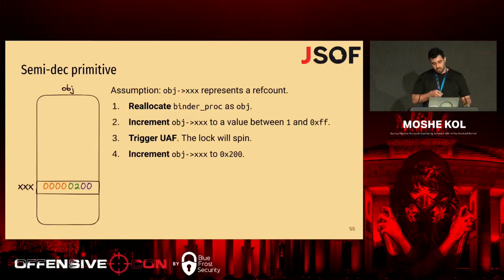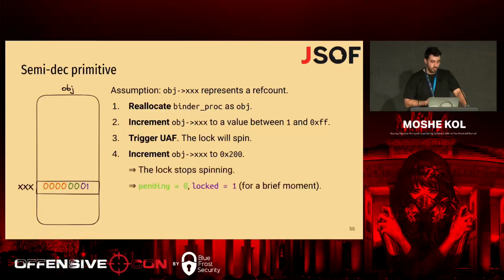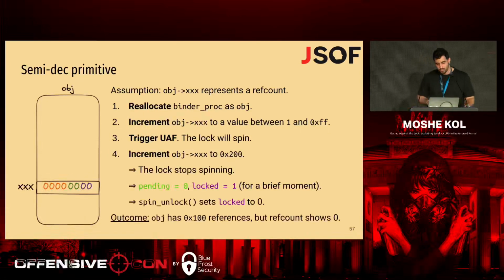Now, when the ref count field got to hex 200, the locked byte became 0. So the lock will stop spinning. We'll set the pending byte to 0, the locked byte to 1 for a very brief moment, because the spin unlock will set the lock byte back to 0. So the outcome of all of this is that the object has hex 100 real references, but the ref count shows 0.